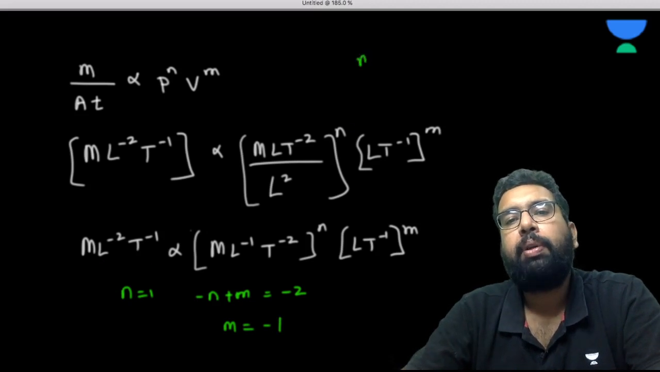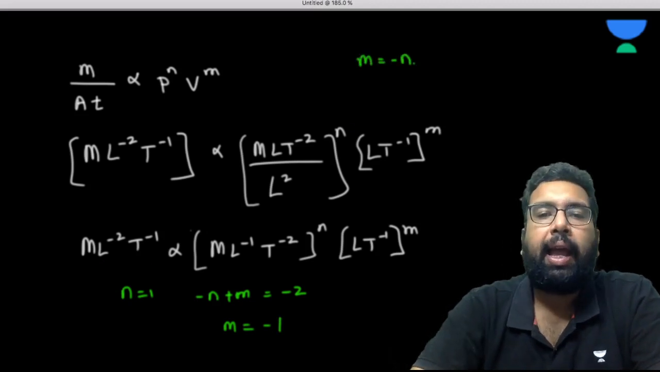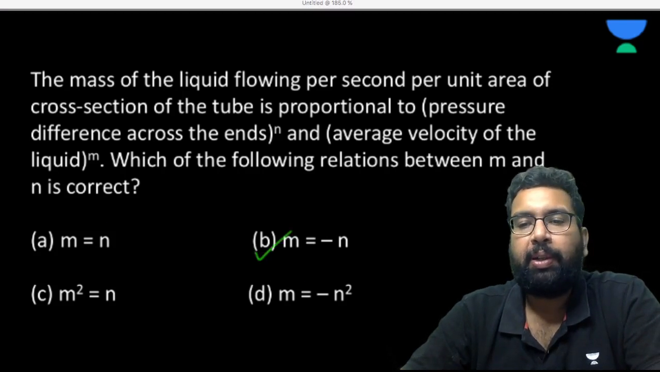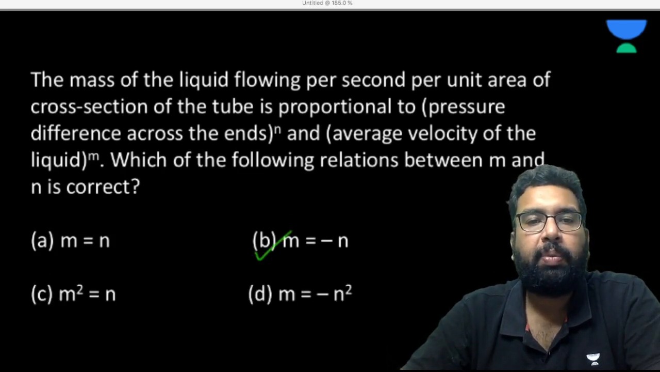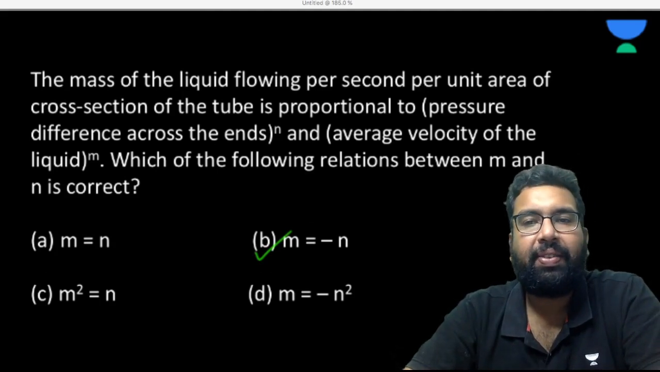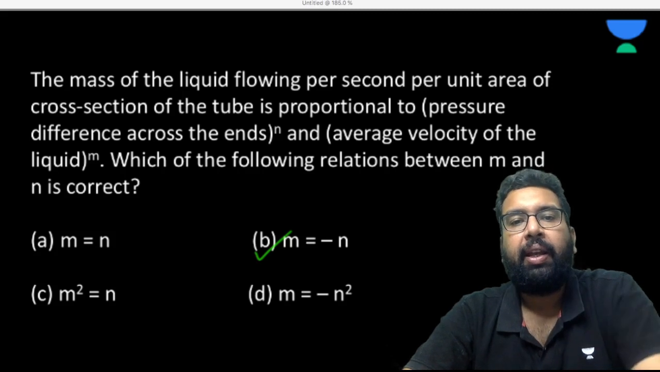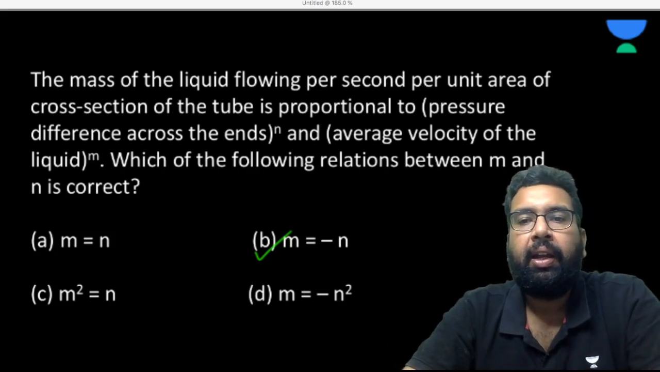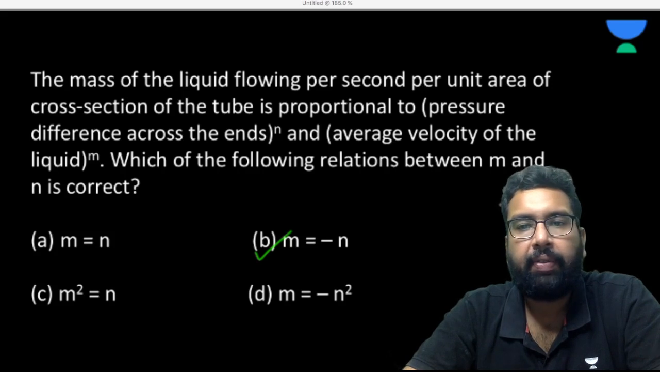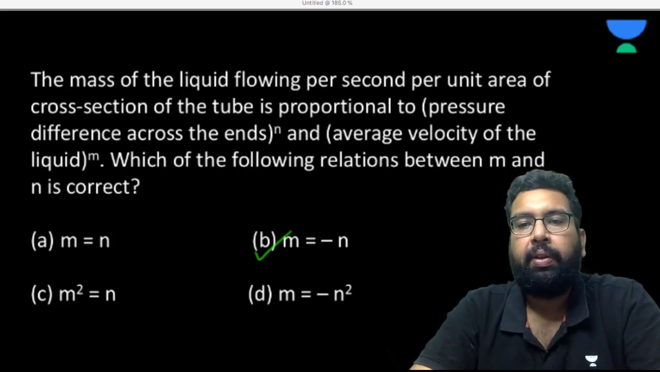So m is equal to minus n. What is going to be the right option? The right option is going to be option B. I hope it is clear to everyone. Very interesting question, isn't it? Okay, now let's move to the next question. Let's see if we have some good question there.